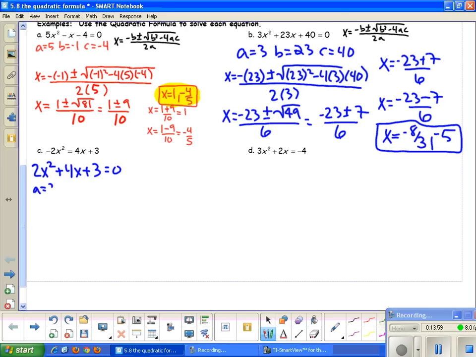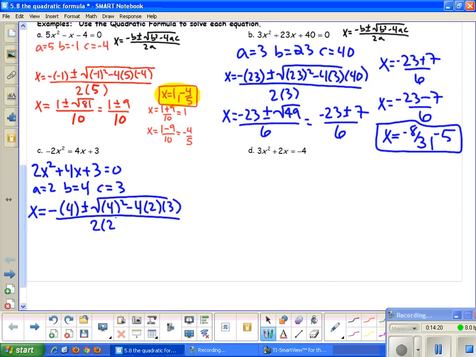So this a value is 2, b is 4, c is 3. So my formula, x equals negative b, which is negative 4, plus or minus the square root of b squared. So 4 squared minus 4 times 2 times 3, all over 2 times my a, which is 2. So when I do this, I get x is equal to negative 4 all over 4. I would want to figure out in my calculator what that discriminant part is, what's underneath the radical. So underneath the radical actually simplifies into the square root of negative 8 when you do it in your calculator.